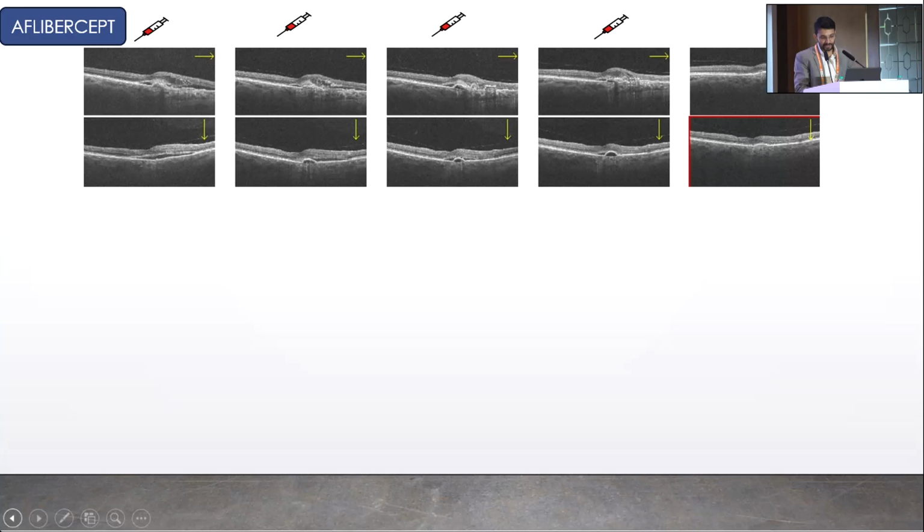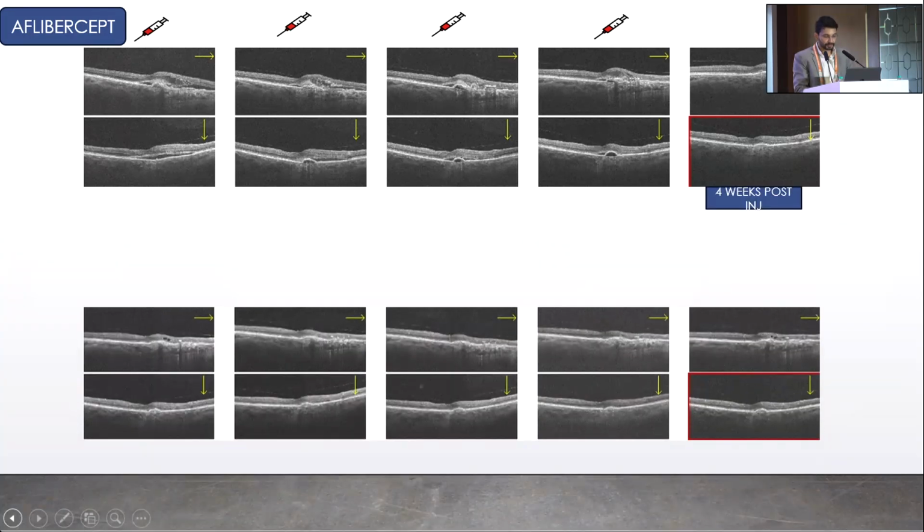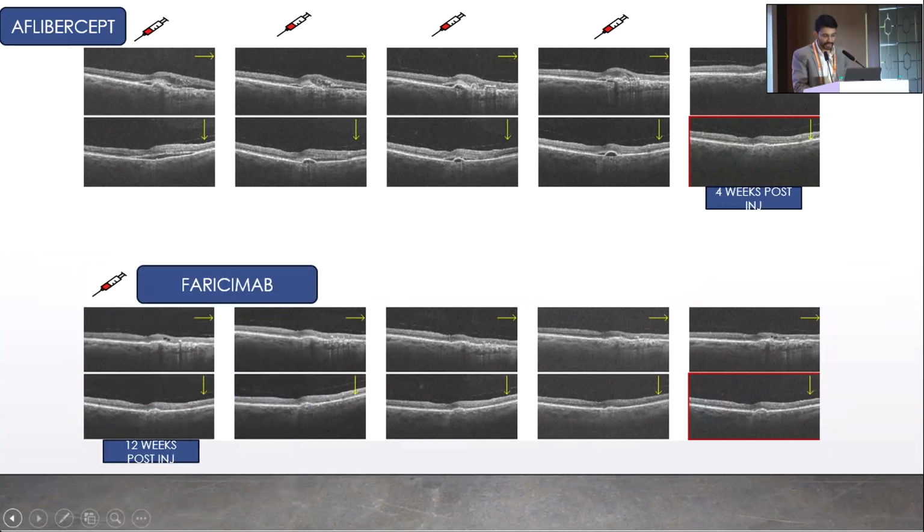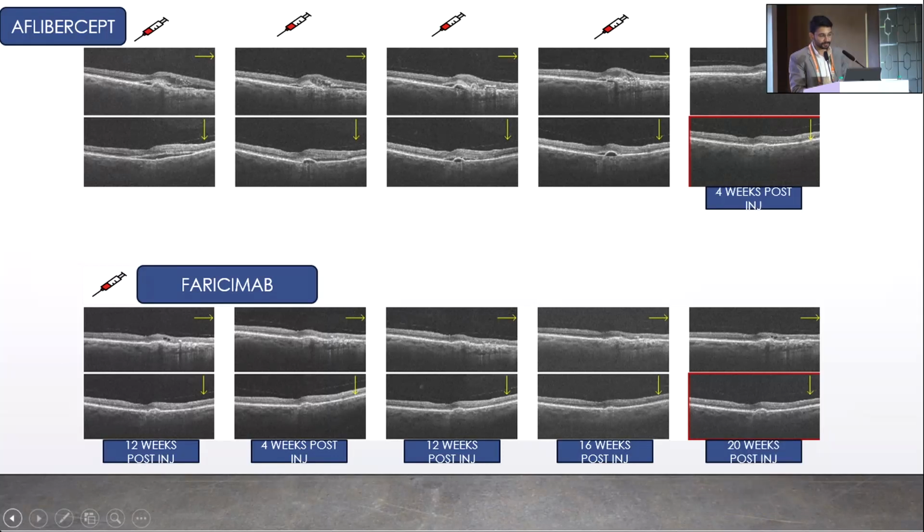So after 4 injections, the patient settled down. PED had gone down, SRF had gone down. But at 12 weeks, again, there was a recurrence. So at this point, faricimab was injected, and patient had a complete drying at 4 weeks, maintained at 12, 16, and there was a bit of recurrence at 20 weeks.